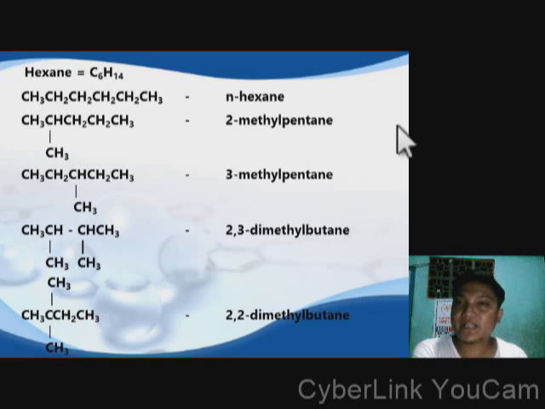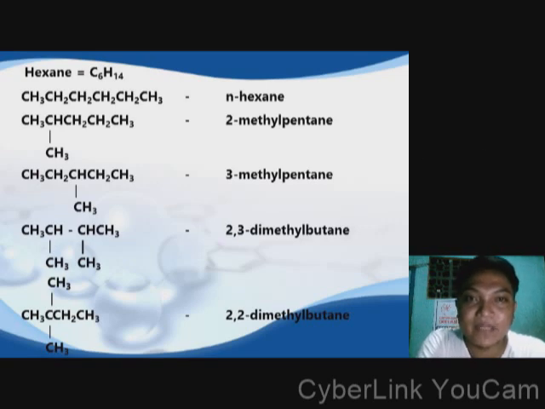Okay, so let's see your N-hexane. Okay, so of course, 1, 2, 3, 4, 5, 6. So, pag 6 is your hex, di ba? Ilan na hex mo? Joke lang. Okay. Next is your 2-methylpentane. Tignan natin kung ilan yung carbon ni 2-methylpentane. So, let's bilang. Magbilang tayo.